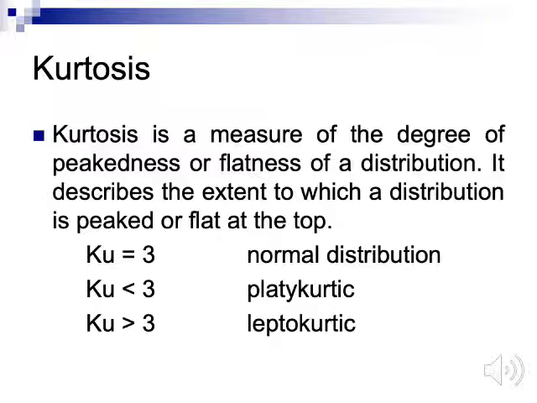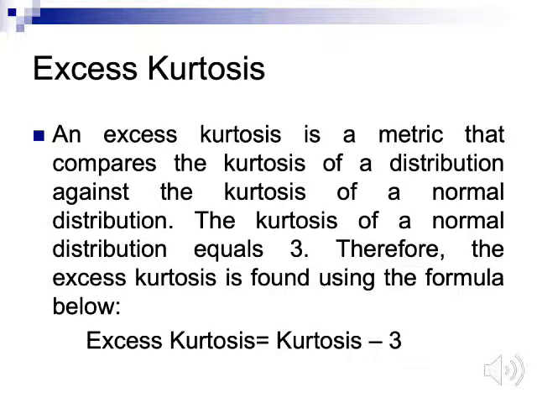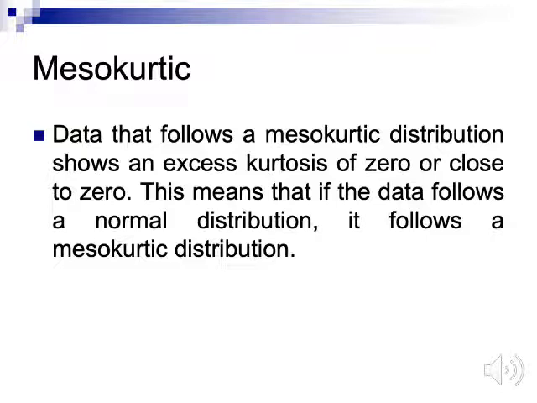And there is a term, excess kurtosis. An excess kurtosis is a metric that compares the kurtosis of the distribution against the kurtosis of a normal distribution. Okay, so excess kurtosis is the given kurtosis minus the 3, which is the normal distribution. Mesokurtic data follows a distribution when the excess kurtosis is 0 or close to 0. So that means if the data follows a normal distribution, then it is also following a mesokurtic distribution.